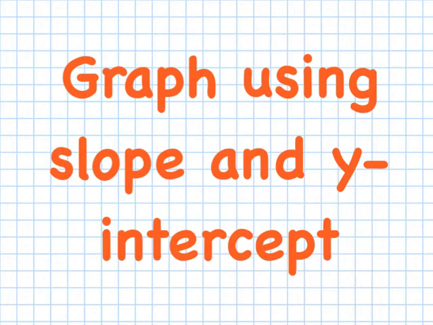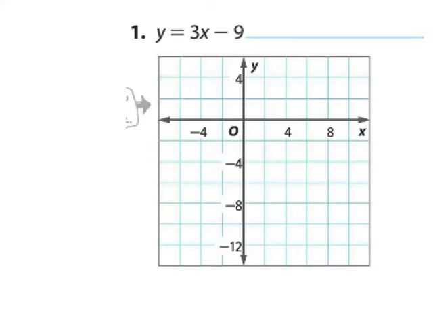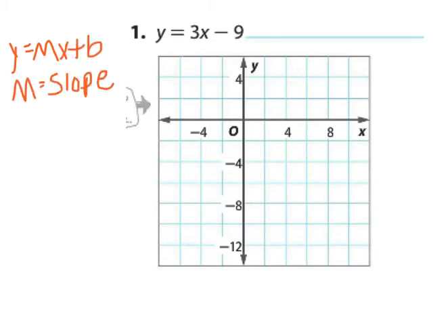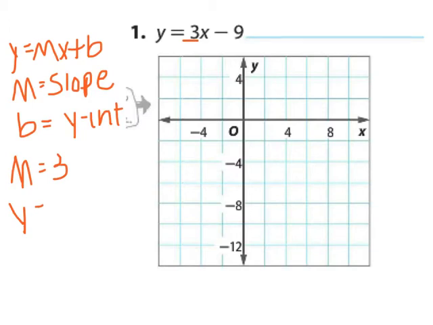Okay, we're going to graph using slope and y-intercept. So on this one, we have our y equals mx plus b. Remember, m is our slope, and b is our y-intercept. So on here, our slope is 3, and our y-intercept is negative 9.